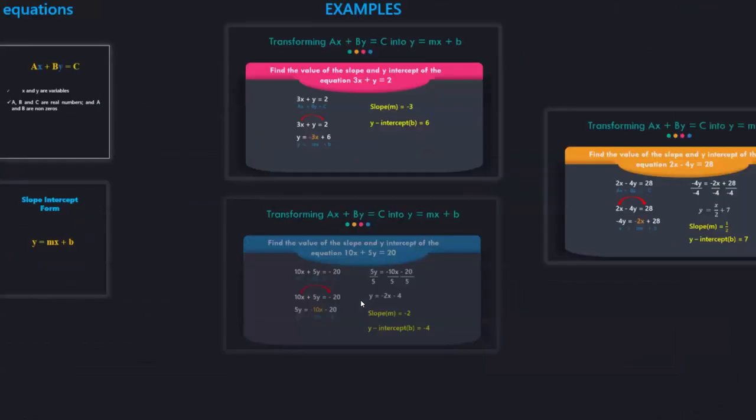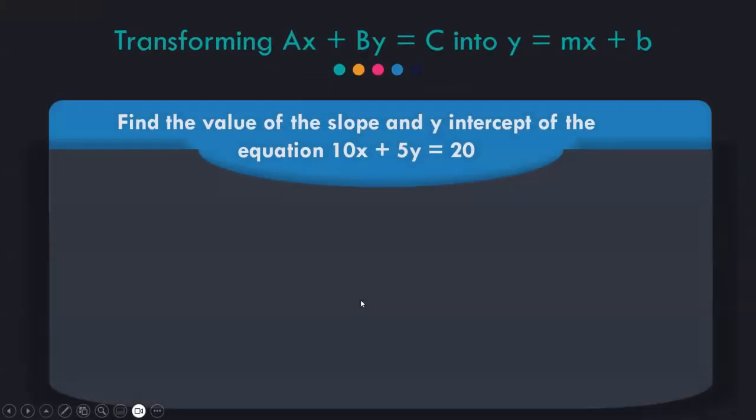Next example. So find the value of the slope and y-intercept of the equation 10x plus 5y equals 20. So again, this equation is in standard form. Ax plus by equals c. So ano una natin gagawin? Kailangan mahihiwalay si y. So we need now to transpose 10x, right? To the other side of the equation.